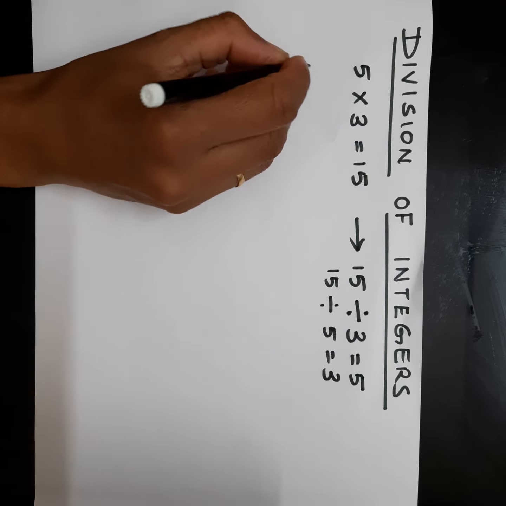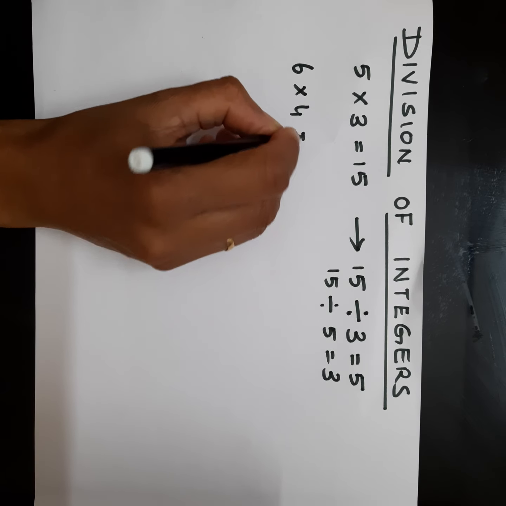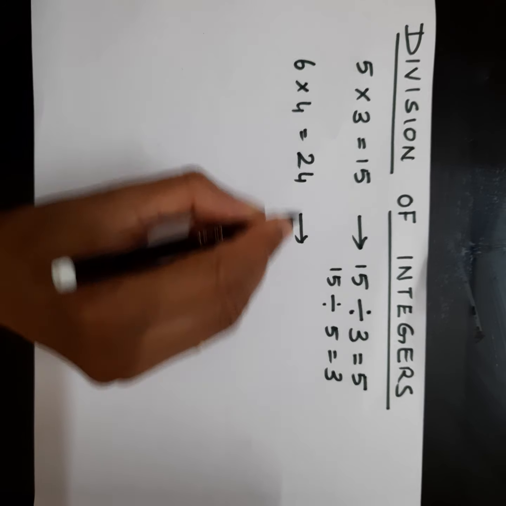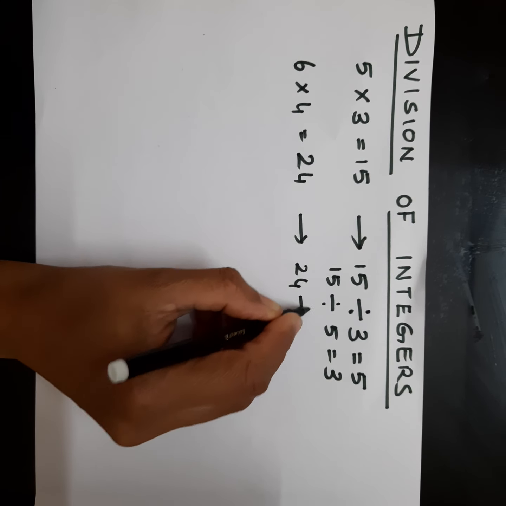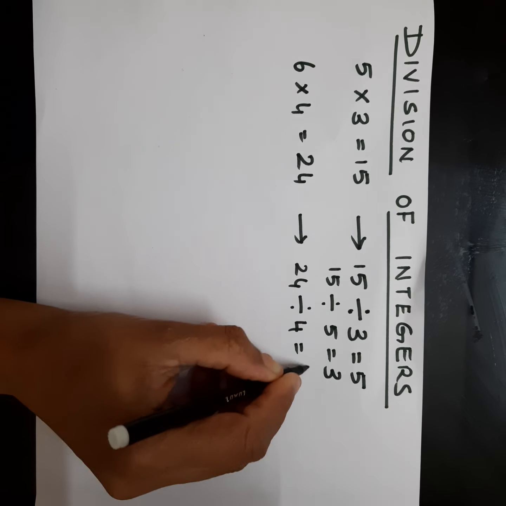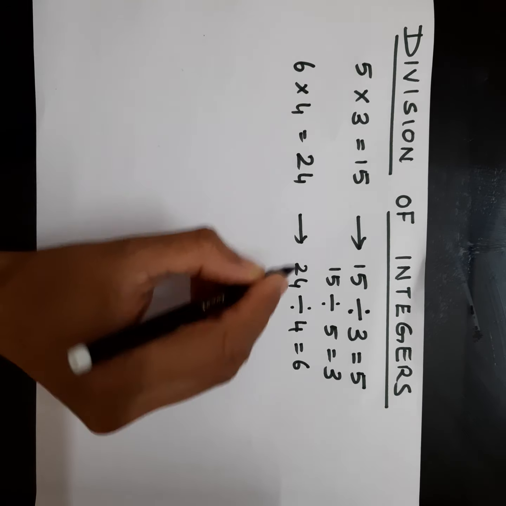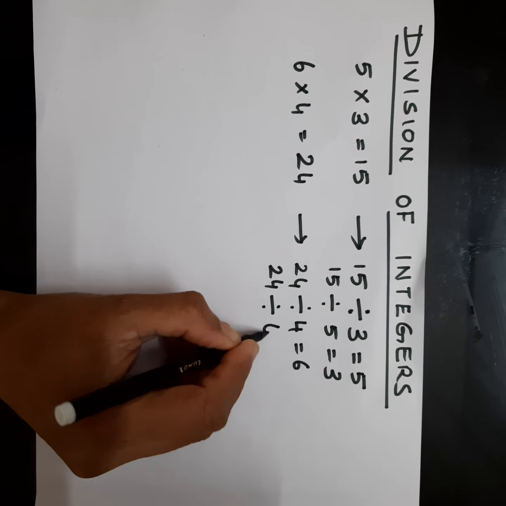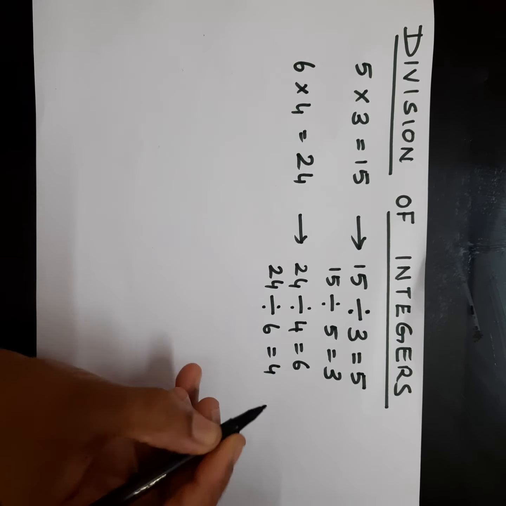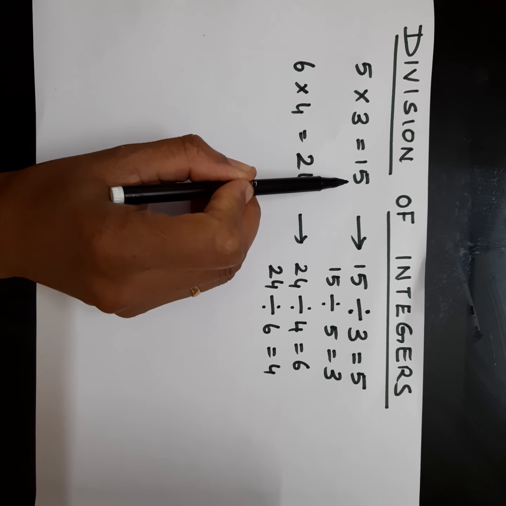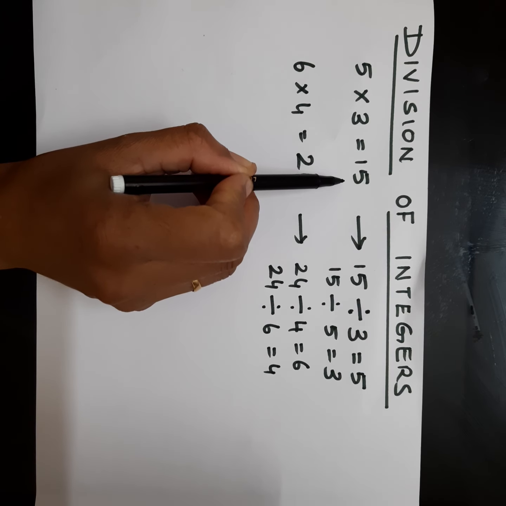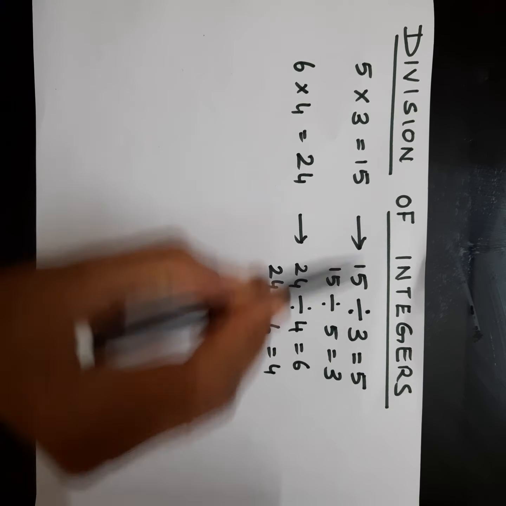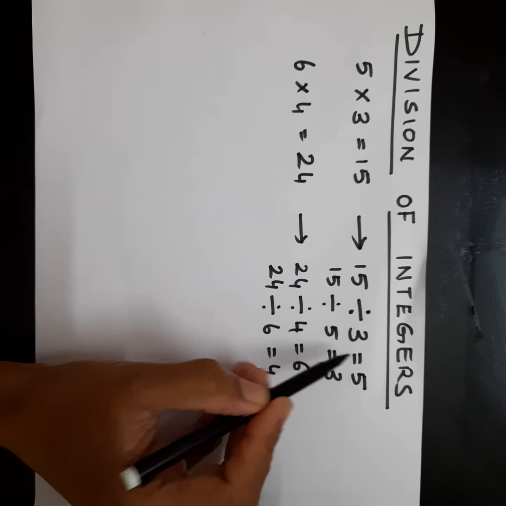Another example, 6 into 4 is equal to 24. 6 fours are 24. From this we can write 24 divided by 4 is equal to 6. Again, 24 divided by 6 is equal to 4. That means from each multiplication statement, we can write two division statements.